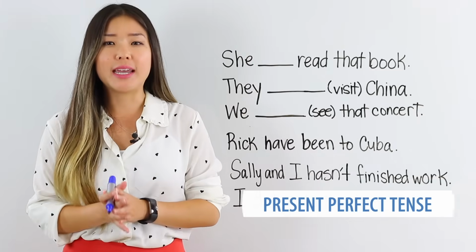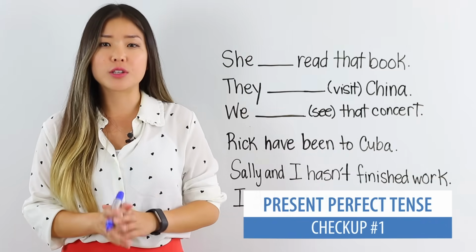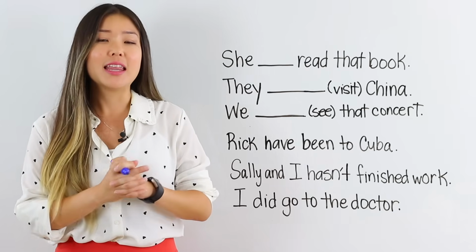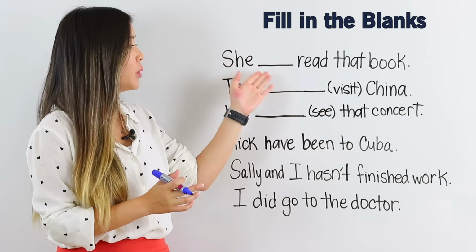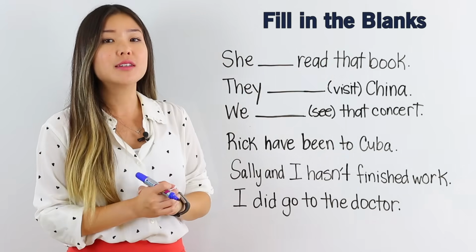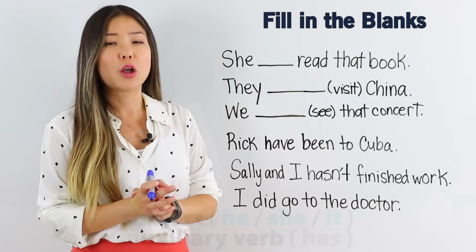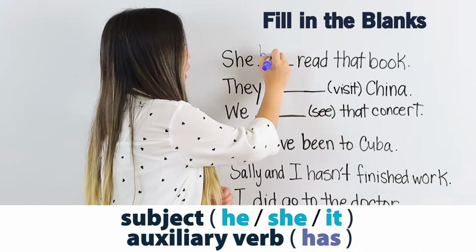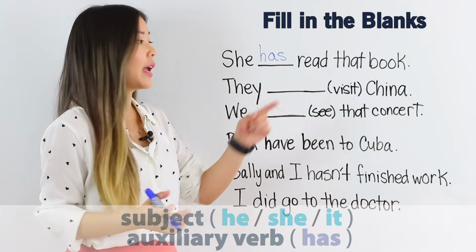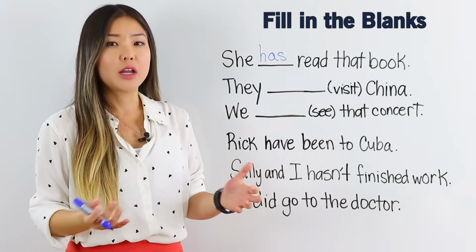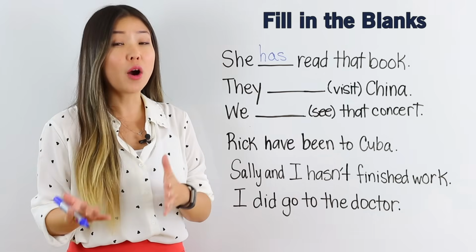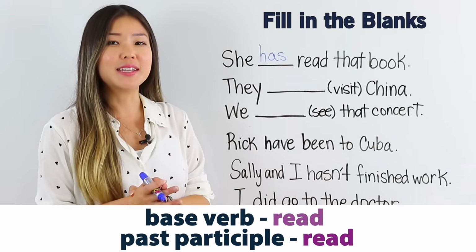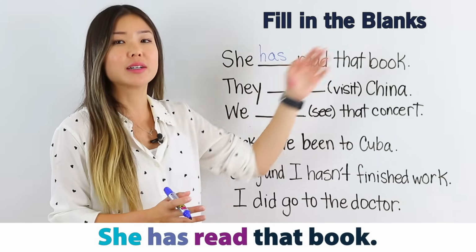For this checkup, we'll take a look at the present perfect tense, which describes an action that happened at an unknown or indefinite time in the past. Let's look at the first sentence. She blank read that book. The subject in this sentence is she. For he, she, it, in this tense, we say has. She has. Now, take a look at the verb. It looks like read, but remember, we need to use the past participle of the verb, so it's actually read. Read and read are spelled the same. She has read that book.